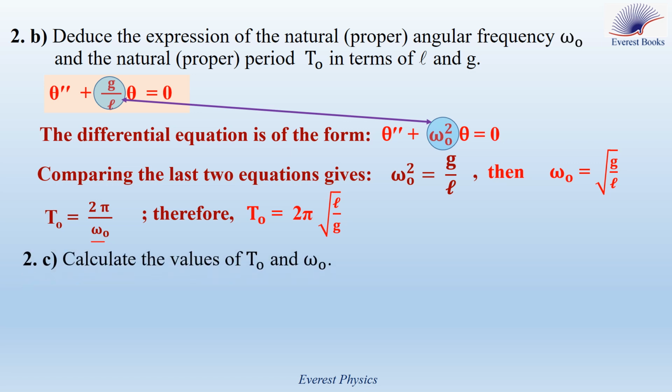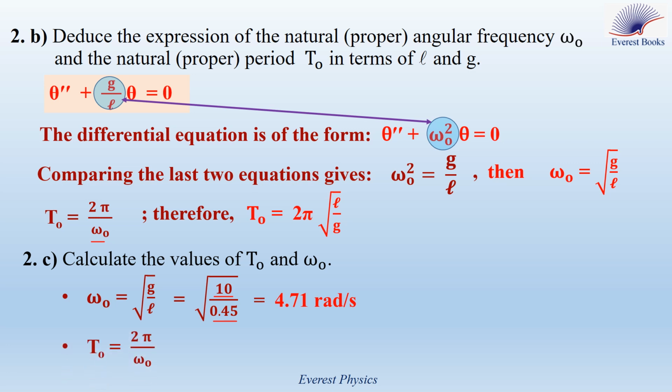2c. Calculate the values of T0 and ω0. ω0 is given by the square root of g over L. Now replace g by 10 meters per second squared and replace L by 0.45 meters. Therefore, ω0 is equal to 4.71 radians per second. T0 is equal to 2π over ω0. Replace ω0 by 4.71, then T0 is equal to 1.33 seconds.